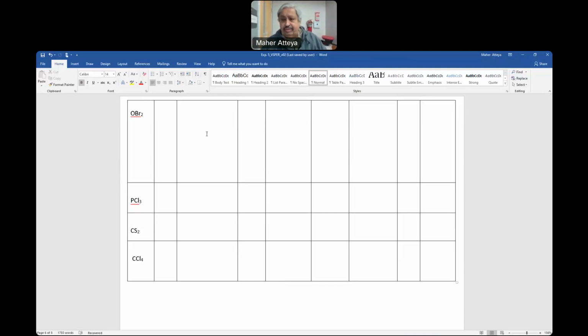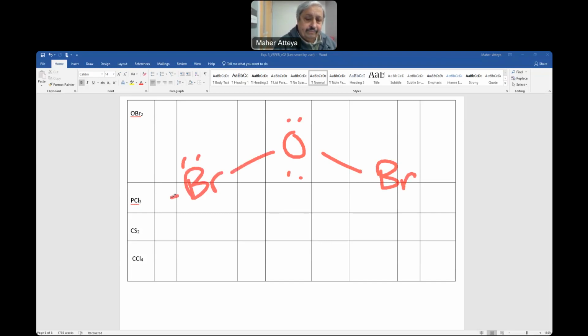But I want to share with you here the OBr2. Remember the Lewis dot structure of it, as I mentioned for you guys. We said we have two sets of lone pair here, and we have the two bromines. So we have two lone pair.